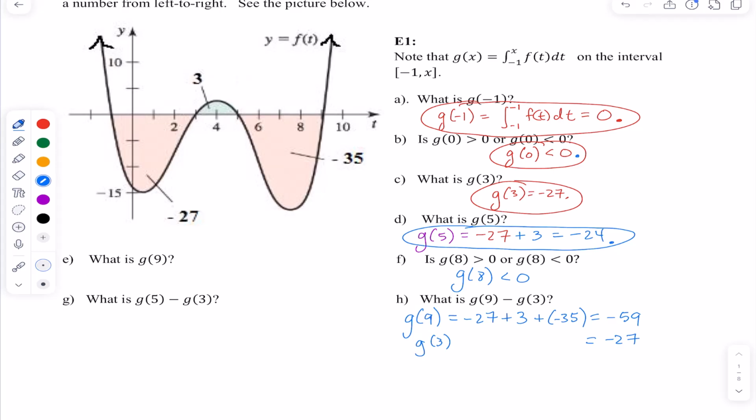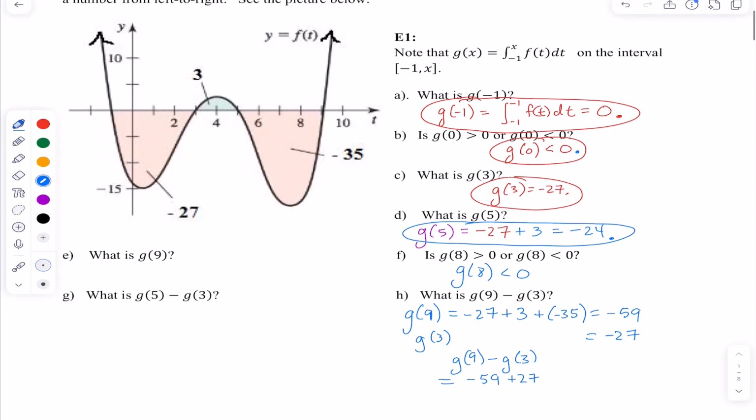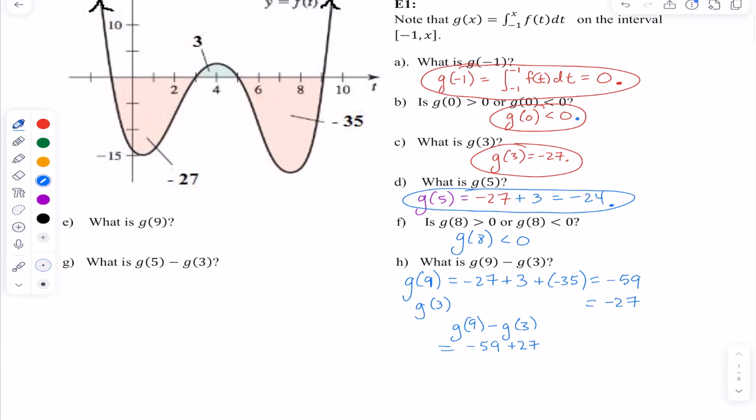We want to find a difference. G of 9 minus g of 3, we get negative 32.